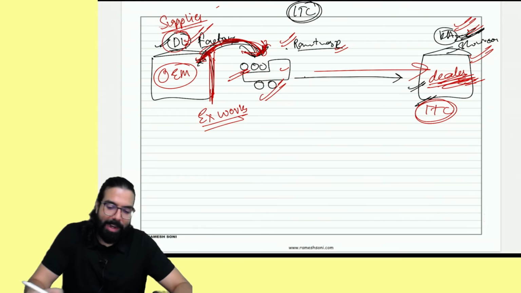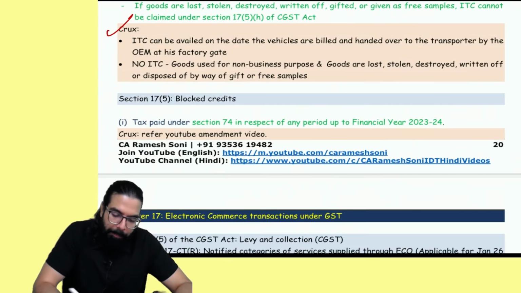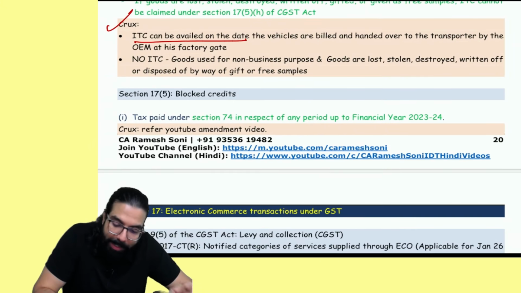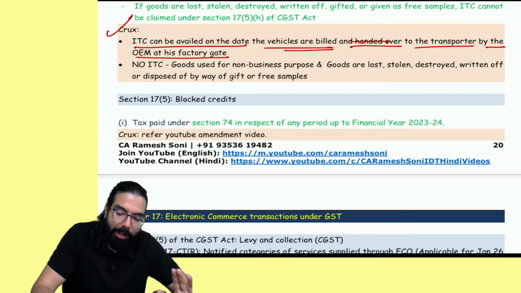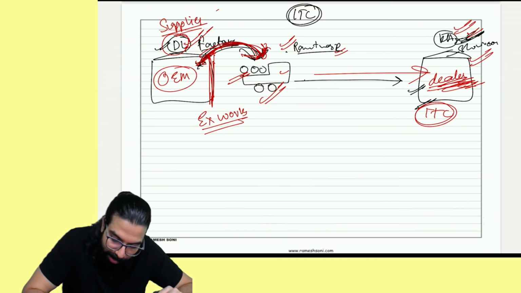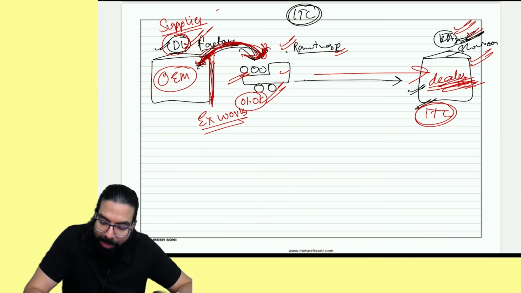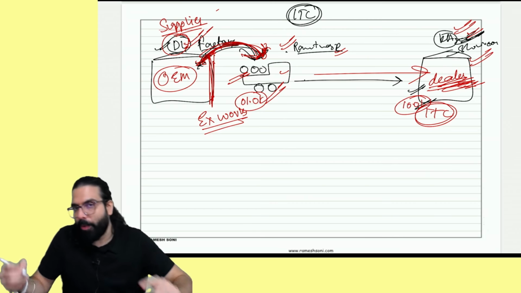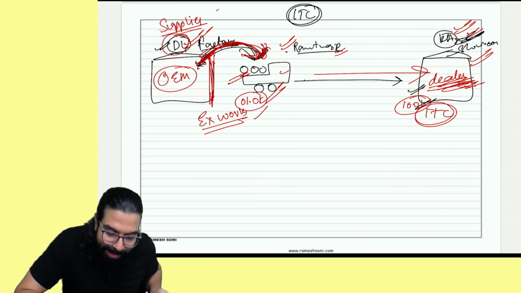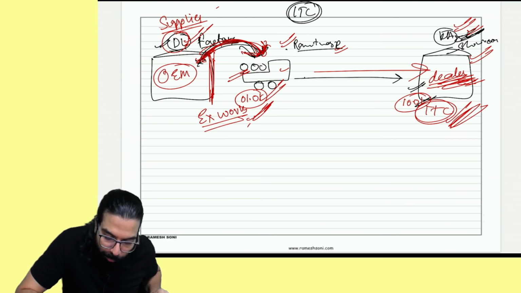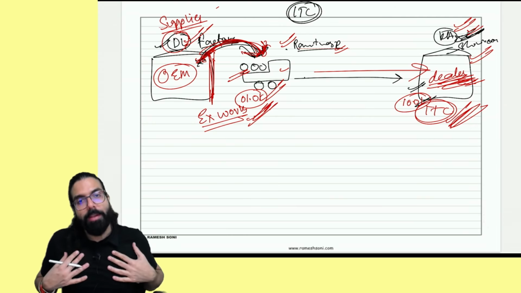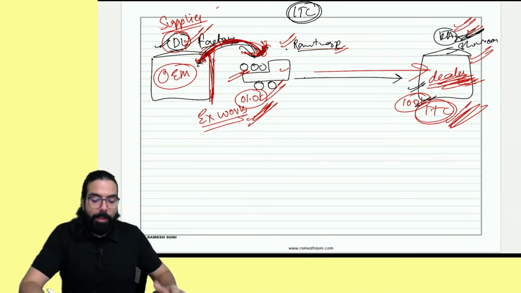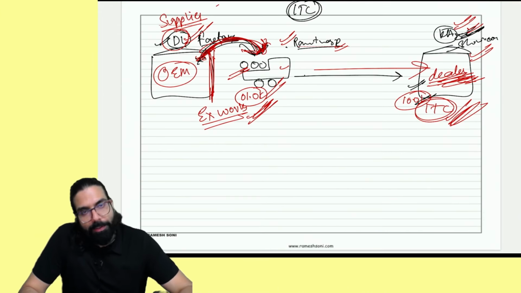So they have gone ahead and clarified over here. Yes, sir. The ITC can be availed on the date the vehicles are billed and handed over to the transporter by the original equipment manufacturer at the factory gate. So, sir, if it was handed over on 1st, received on 10th, can you tell me, everyone, when can I go ahead and take the credit? I can take the credit as a buyer on 1st only, because the responsibility, the whole thing was transferred in my name. I hope this point is clear to all of you.